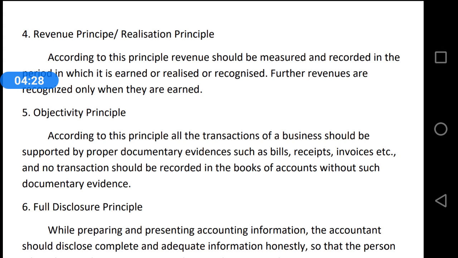According to objectivity principle, the accounting user can obtain reliable data because each and every transaction is supported by documentary evidences like bills, receipts, vouchers, and invoices. So in simple terms, objectivity principle says that every transaction should be supported by proper documentary evidences. Then fifth one is full disclosure principle.